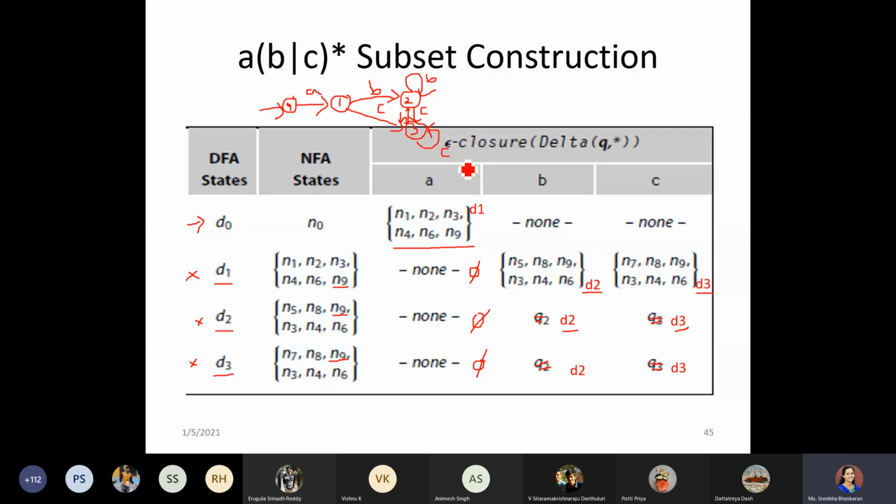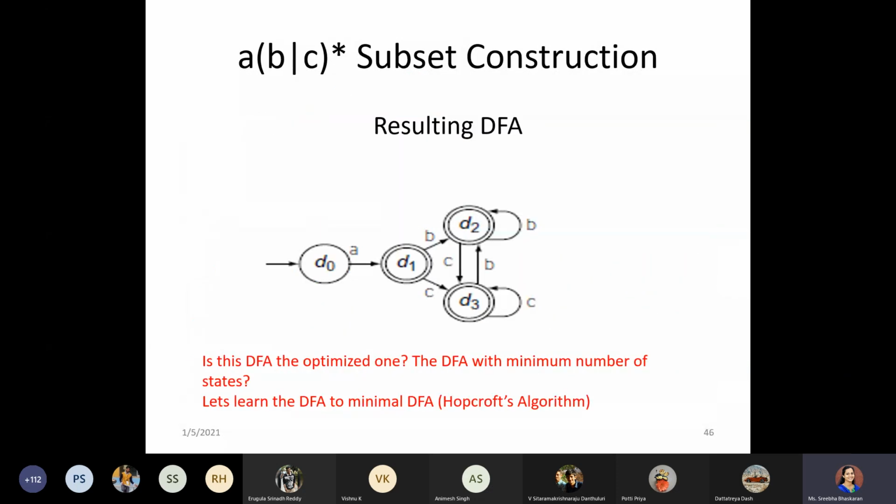Now we have to represent the initial and final states. The initial state is already mentioned with an arrow. For final states, we will have 1 as a final state, 2 as a final state, and 3 is also considered a final state. So I have drawn it neatly here, and it is clearly seen.